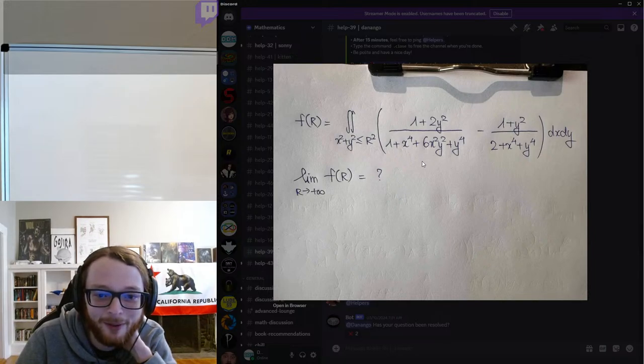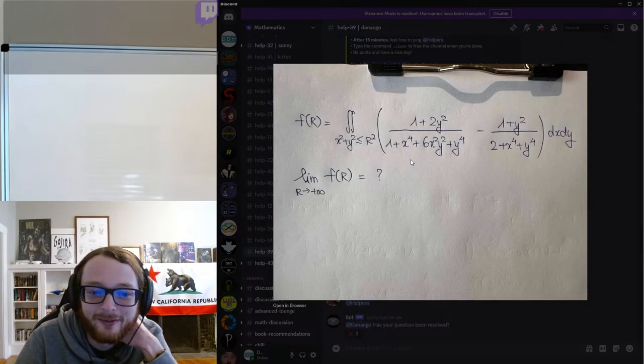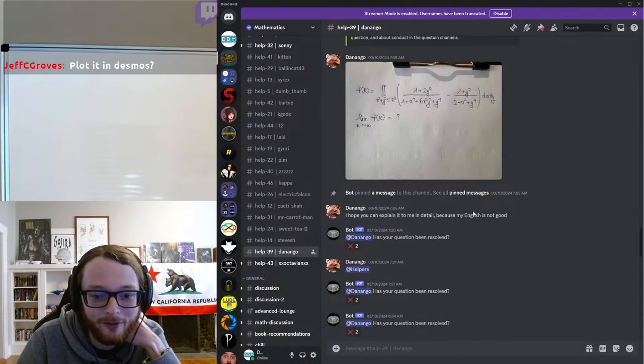There's a lot of even powers, so I would hope there's some way to factor this. And the bounds really imply this is polar. Plot it in Desmos, that could help. I'll see what the discussion is here, though.